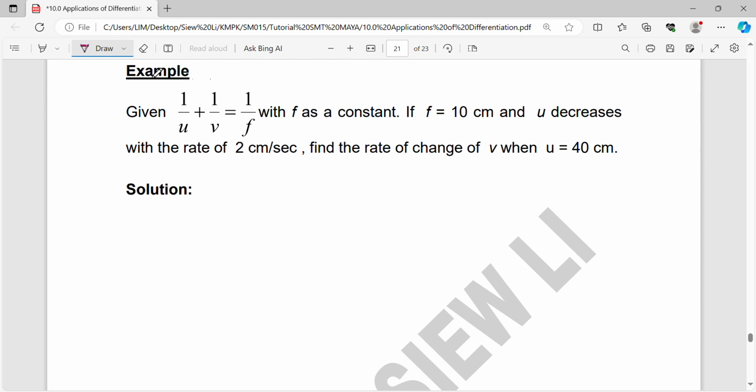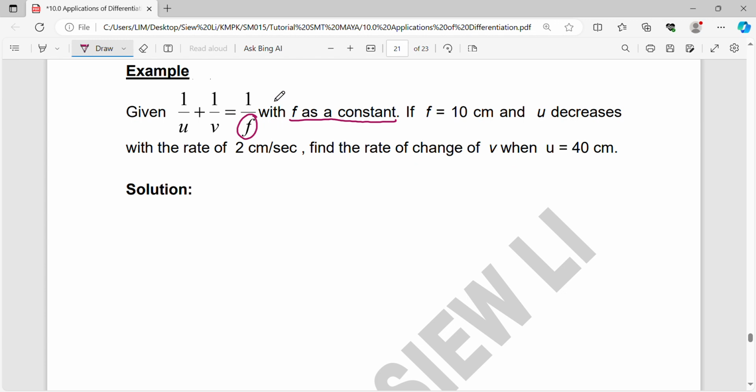For this example, given that 1 over u plus 1 over v equals 1 over f, with f as a constant. So look at the symbol given here. They said f is a constant. So if f equals 10, and u decreases at the rate of 2 cm per second, find the rate of change of v when u equals 40.